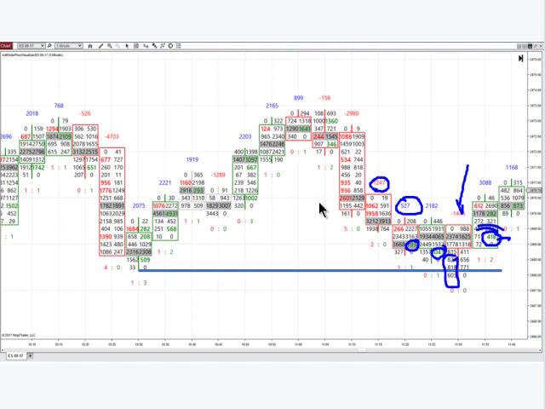You can't see my pencil moving? You see what I'm drawing though, right? Yeah, okay.